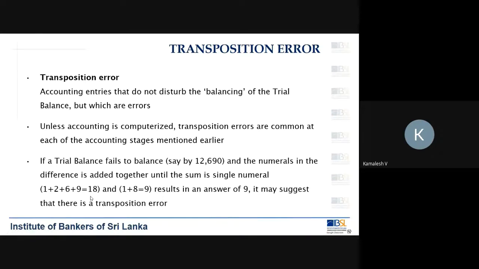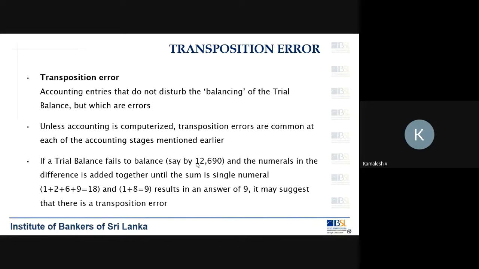Again, you have a problem. Until you reach a single digit, you have to keep adding. So what do we do now? We take the 18 and again add 1 plus 8. What is the number? It is 9. If the answer you get by adding the individual digits of your trial balance difference is 9, then we call it a transposition error. Very, very important.